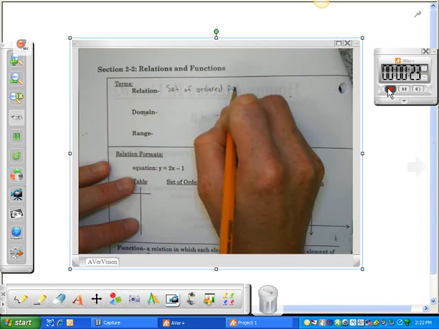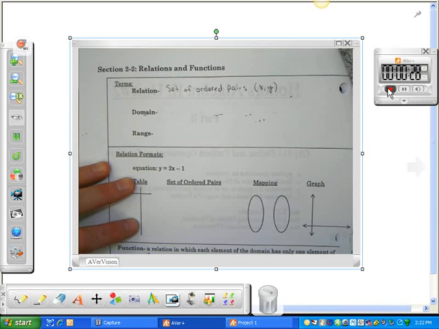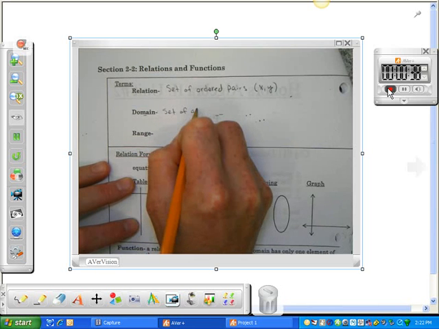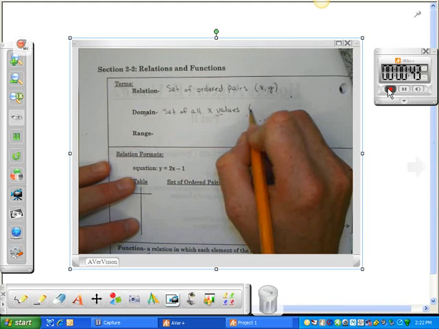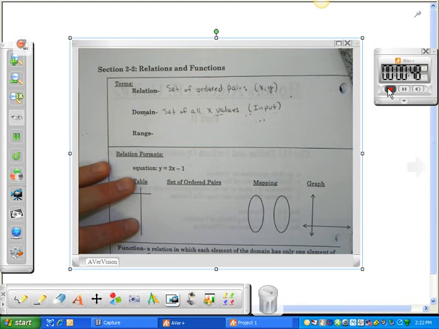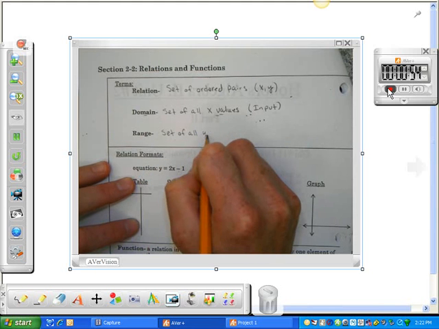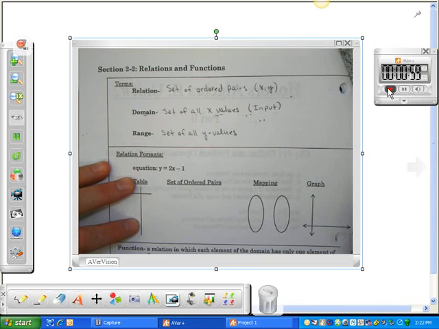And a set of ordered pairs has coordinates x and y. So any set of ordered pairs is a relation. The domain is the values for x, so the set of all x values. These are the input values in a function. And the range is the set of all y values. And we call these the output.